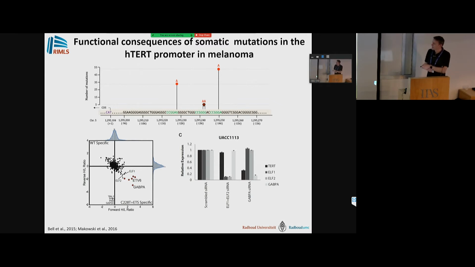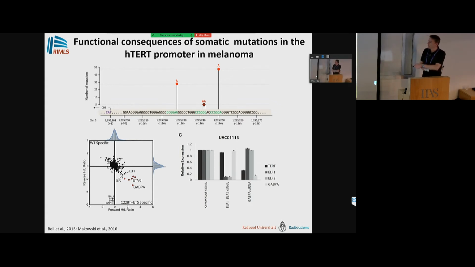In order to investigate that, we performed perturbation experiments. We knocked down this GABPA transcription factor and the ELFs that you see here. In the middle you can see if we knock down ELF1 and ELF2 in melanoma cells, by siRNA we can strongly reduce the expression of these two transcription factors, but we only see a very modest effect on TERT expression, the black bar over here. But if we knock down this one here, GABPA, you see here the knockdown for GABPA, we get a very strong reduction in TERT expression in these cells.